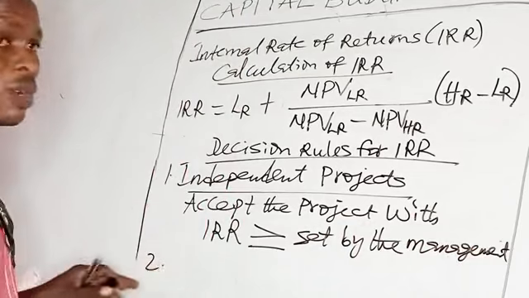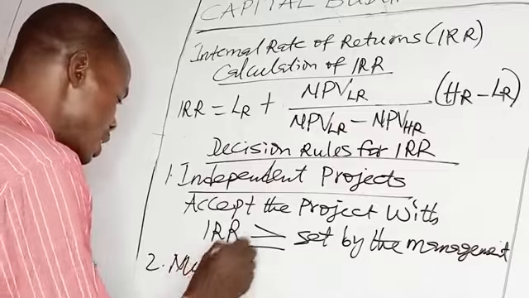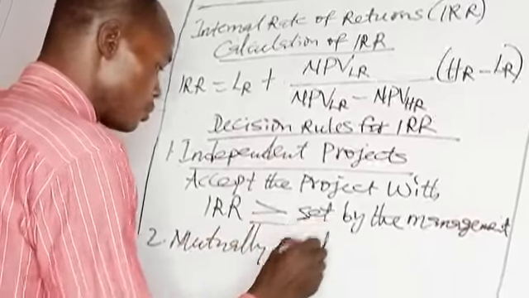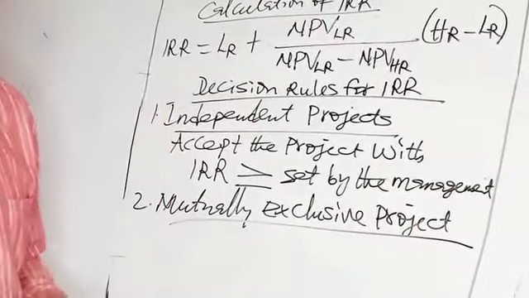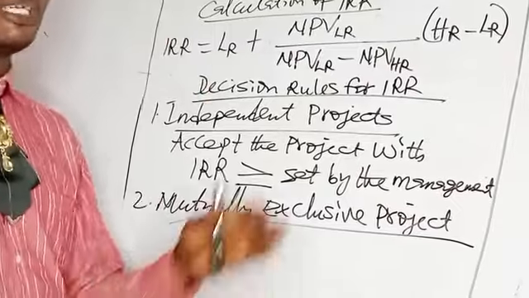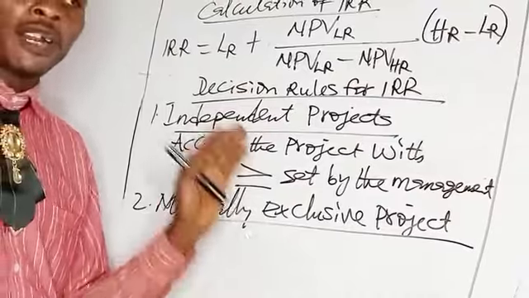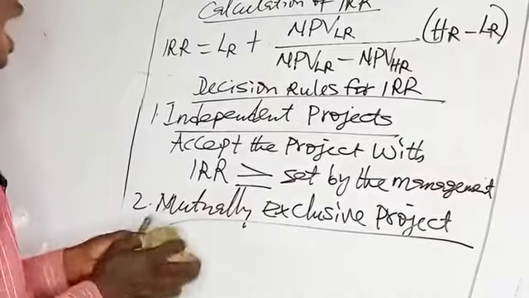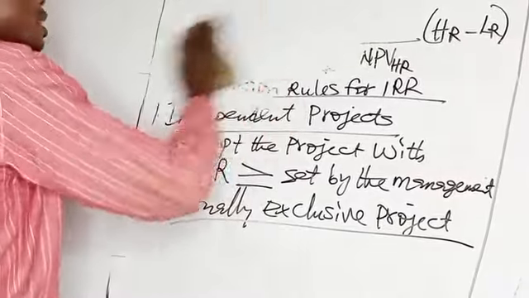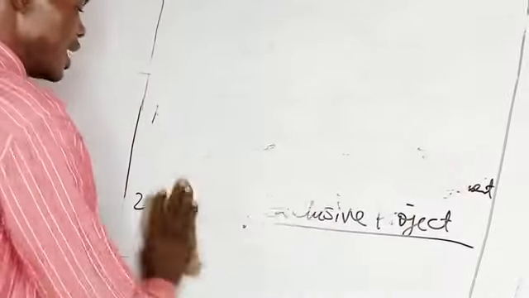Number two, we have mutually exclusive projects. For a mutually exclusive project, you accept the project with the IRR greater than the cut-off rate indicated. Accept the project with IRR greater than the cut-off rate indicated.